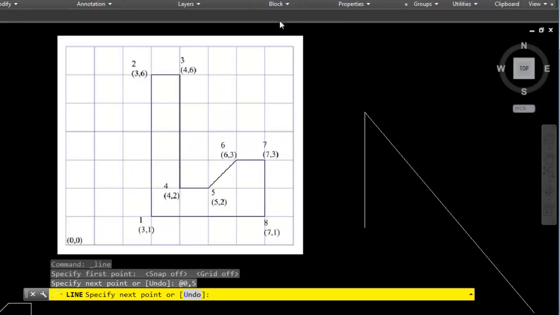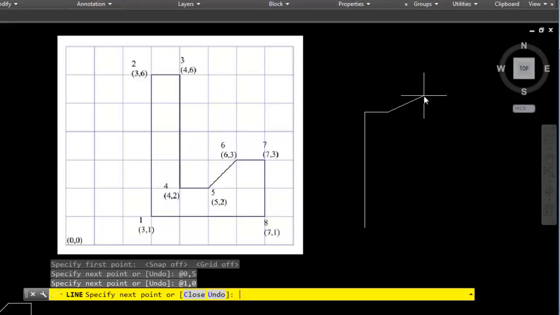To get to my next line, as we can see here, it's going from 3, 6 to 4, 6, but it's just going straight to the right 1. So instead of having to count back from the origin, I can just simply say @ 1 to the right, so it's positive, comma, 0 up or down. Now as I want to go straight down 4, I'm going to again start with the @ sign. I'm going 0 left to right, and then 4 down, so that's a negative 4, @0,-4. Then straight to the right 1 is once again @1,0.